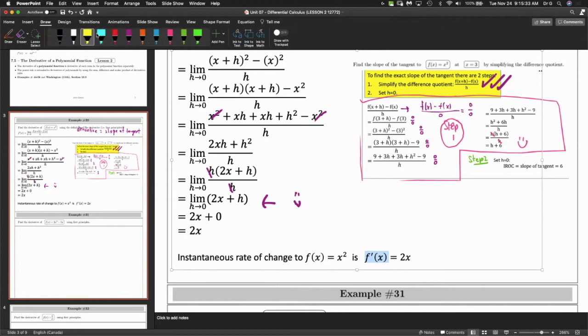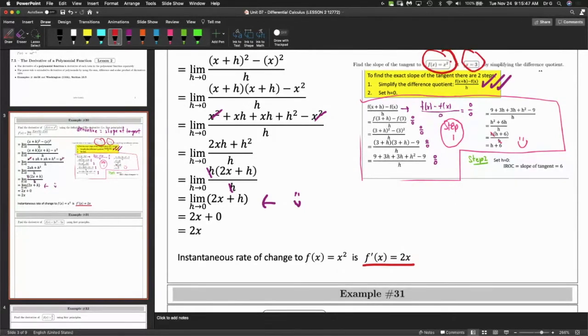Now, how does it relate to the example on the right here? Well, what we have in here is a very beautiful formula that we could then use to find the slope of the tangent anywhere on the parabola f of x equals x squared, not just x equals 3. So let's take a look here.